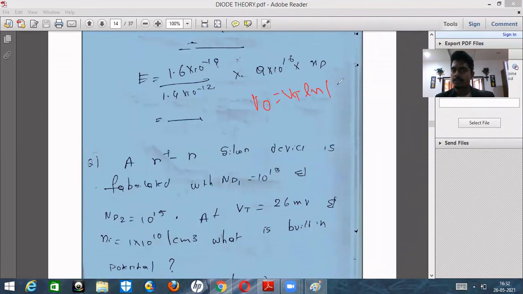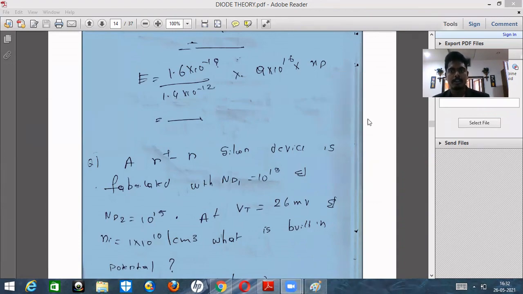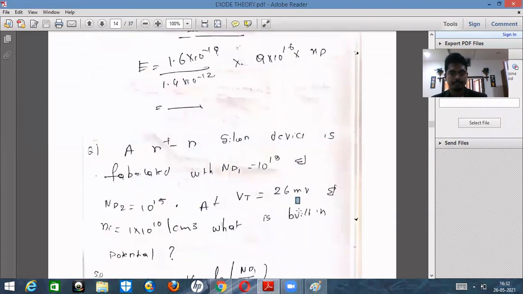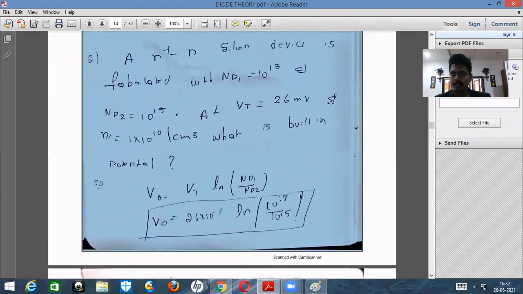Actually, here there are two nd values, so we should not use nd1 into nd2 by ni square, I already told you that, right? So nd1 upon nd2. Vt is nothing but 0.026 into ln of nd1 is nothing but 10 power 18 upon nd2 is nothing but 10 power 15. Okay, so you'll get 0.026 into ln of 10 cube, right? So whatever we get, if you place it in a calculator you'll get the value. Okay, fine. You can see this one, V0 is equal to 26 into 10 power minus 3 into this one, and if you place it in the calculator definitely you will get the answer.